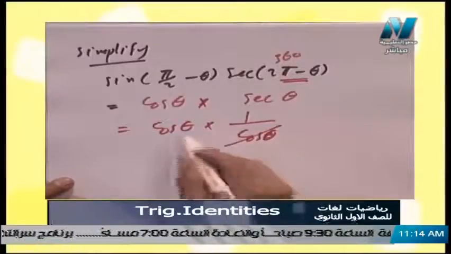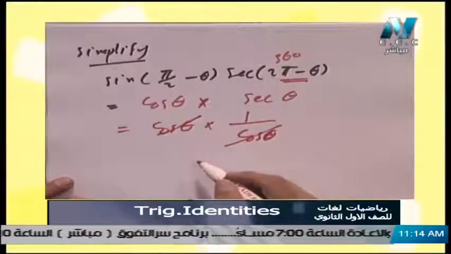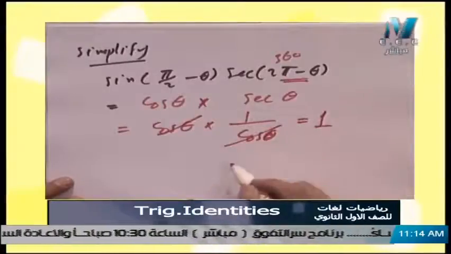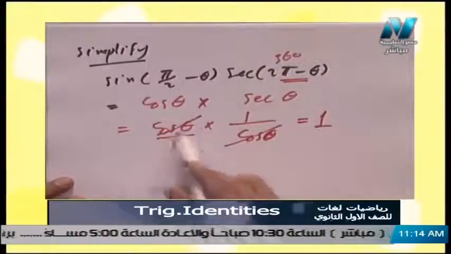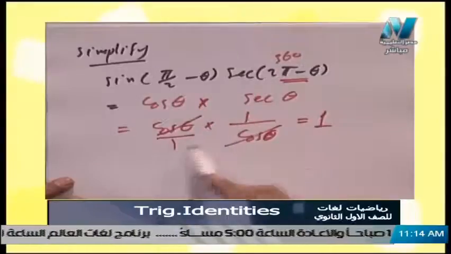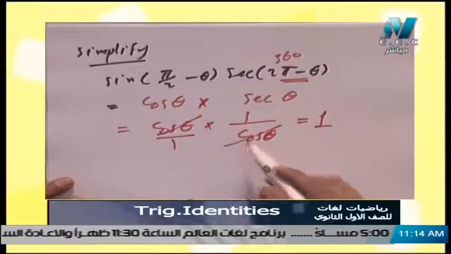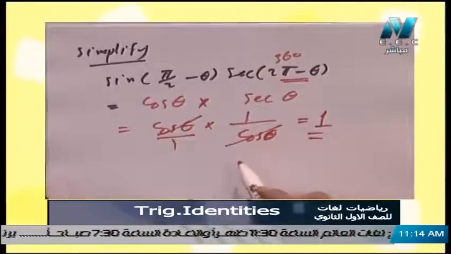So we can cancel cosine by cosine, but equals 1, because we have here cosine theta times 1 equal cosine, 1 times cosine equal cosine, so cosine over cosine equals 1. Okay, let's write another example here.